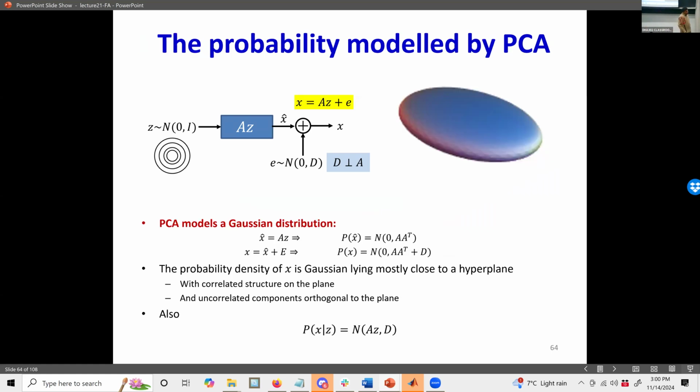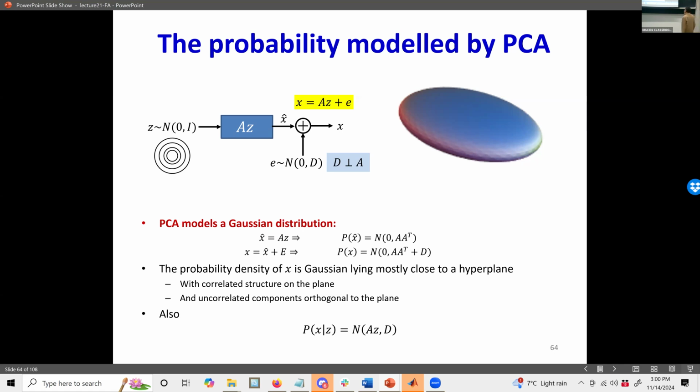I can write out the mathematical formula for this. If I say Z is Gaussian, then the probability of AZ is going to be Gaussian with zero mean, and the variance is just AA transpose, right? Because the variance of Z is I. So the Gaussian distribution of X, which is AZ plus E, where E is the noise that is added, is simply going to be the same. It's a Gaussian with zero mean, and the variance is AA transpose plus the variance of the noise, right?